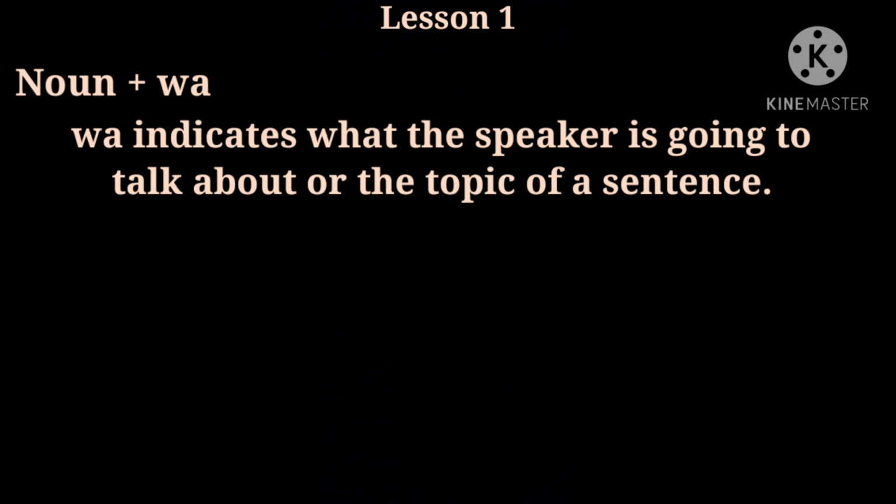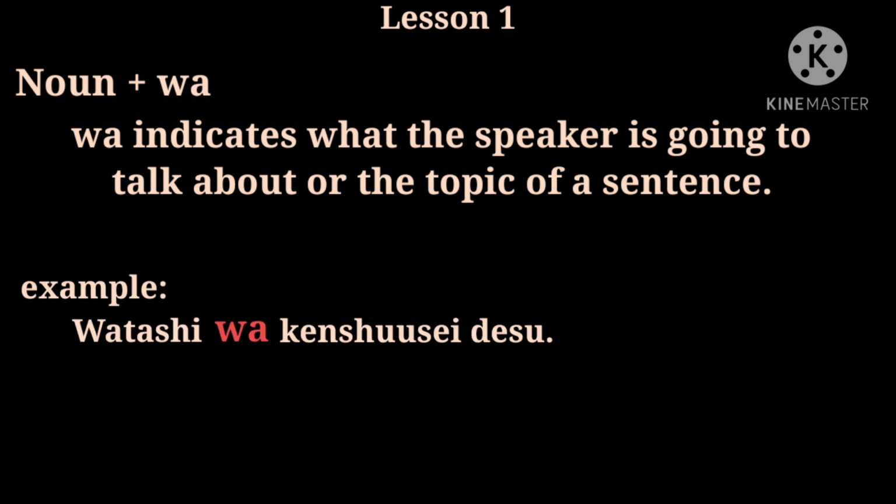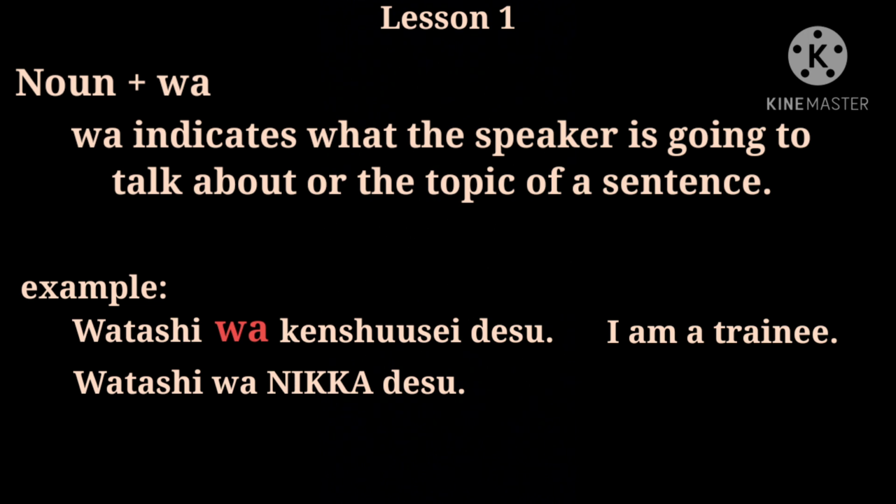Noun plus wa. Wa indicates what the speaker is going to talk about or the topic of a sentence. Example, Watashi wa kenshusei desu means I am a trainee. Another example is Watashi wa Nika desu means I am Nika.